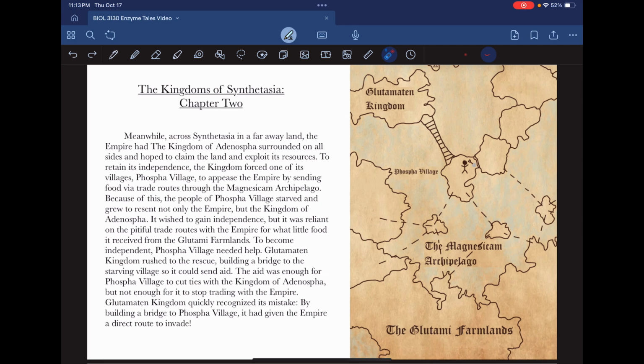Glutamating Kingdom rushed to the rescue, building a bridge to the starving village so it could send aid. The aid was enough for Phosphor Village to cut ties with the kingdom of Adenospha, but not enough for it to stop trading with the empire. Glutamating Kingdom quickly recognized its mistake. By building a bridge to Phosphor Village, it had given the empire a direct route to invade.